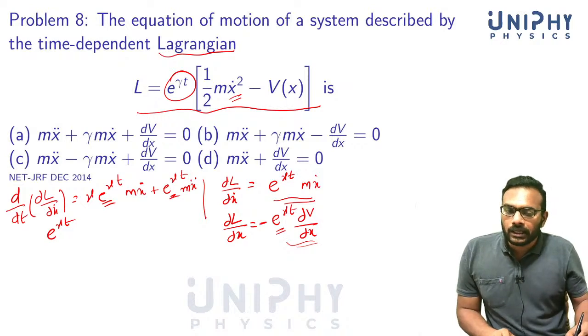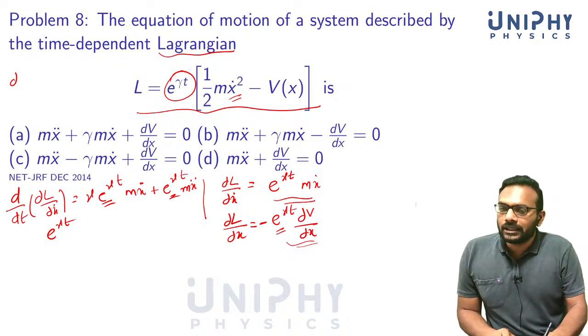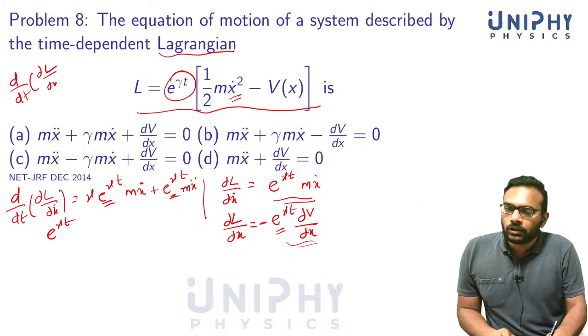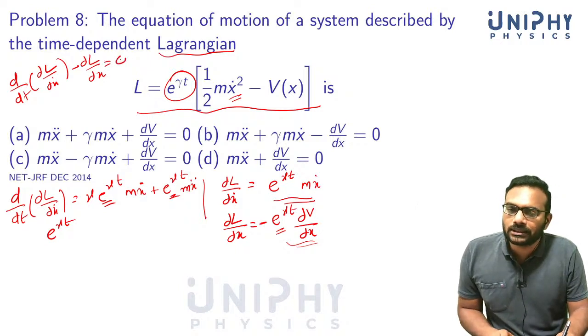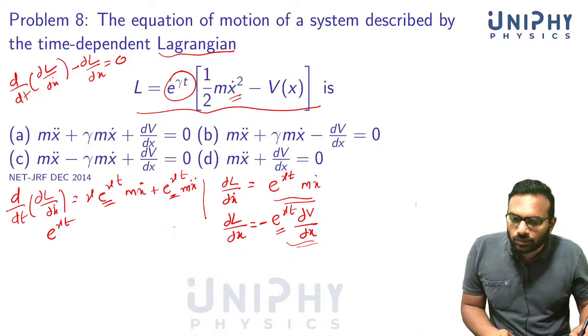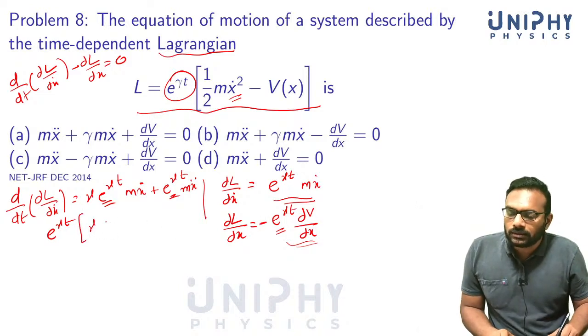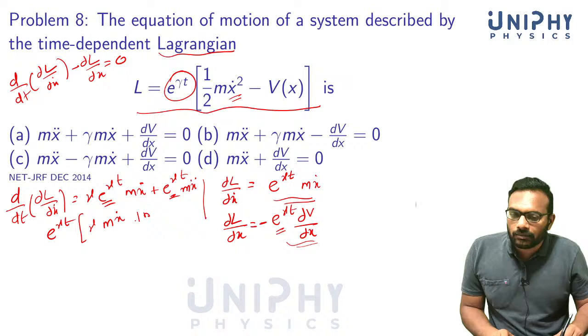Okay, and since you need to write the equation as d by dt of dou L by dou x dot minus dou L by dou x, this is known as the Lagrange's equation. This is equal to 0, so that minus will cancel with this minus, so you will have gamma m x dot plus m x double dot plus dou V by dou x. This is equal to 0.